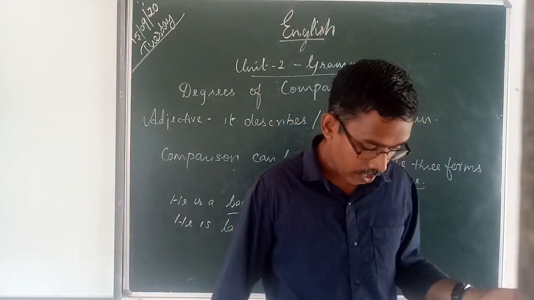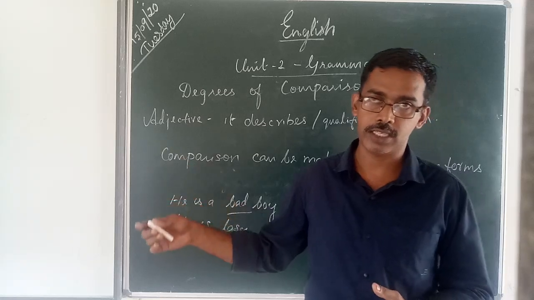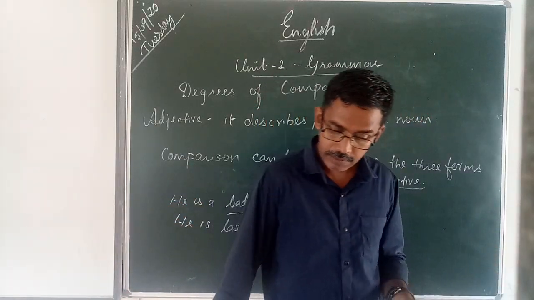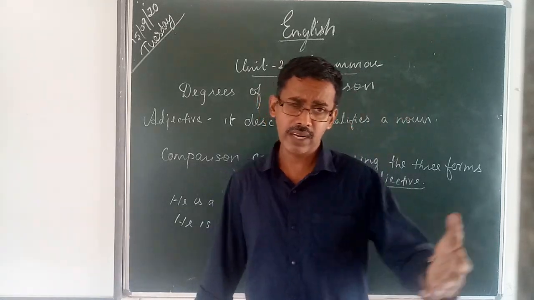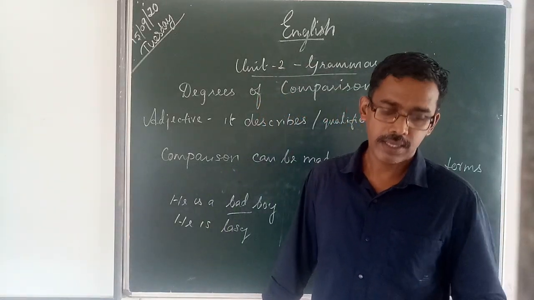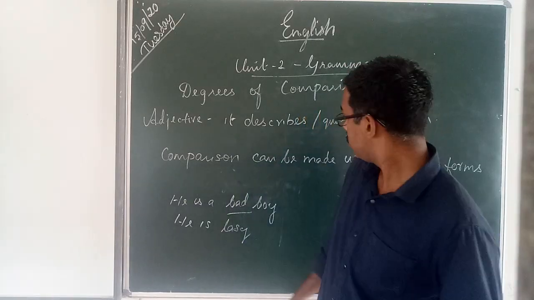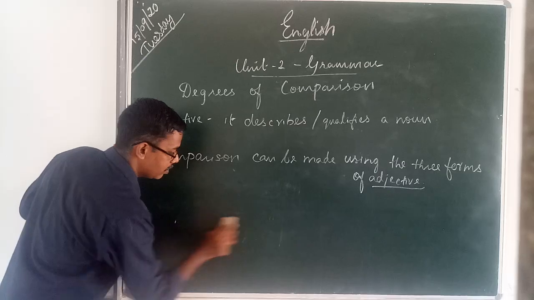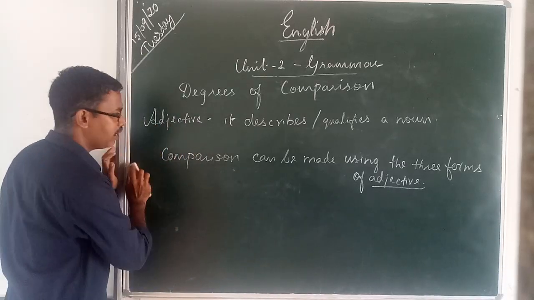He is good. He is a good boy. He is a tall boy. She is a beautiful girl. Just like that. There are a number of adjective words that I will show one by one. So before that, we are going to see the important adjective words.